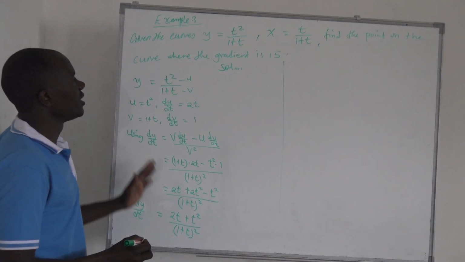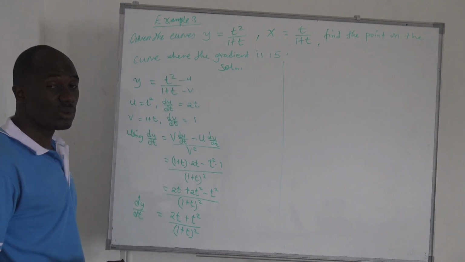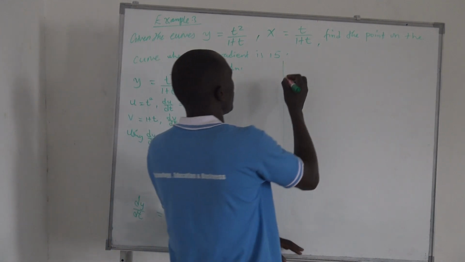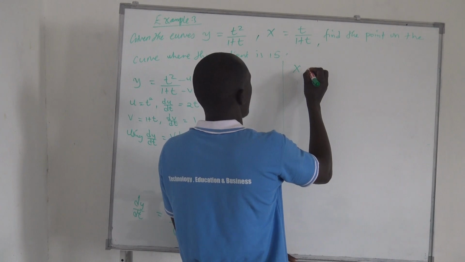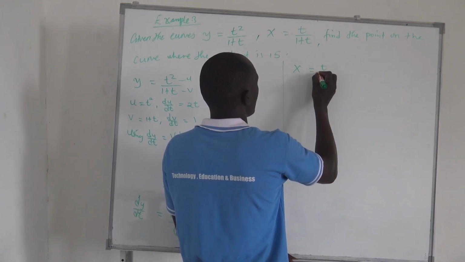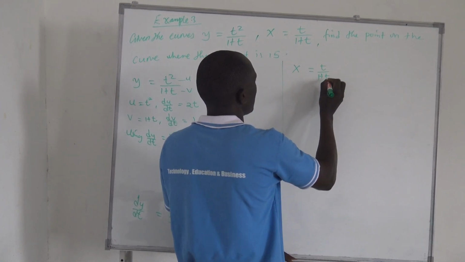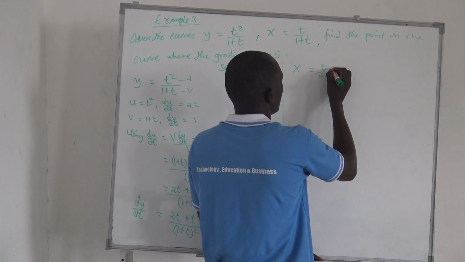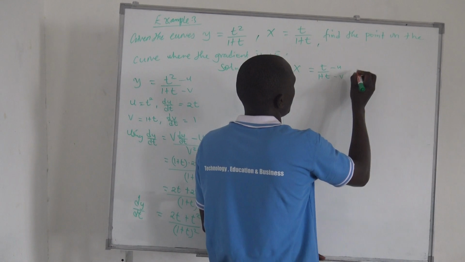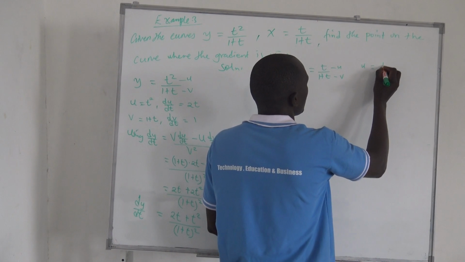So after getting the dy/dt, we also need to get the dx/dt. We have got x given as t all over 1 plus t. The same story, this is our u, our v. We have said the u is t.